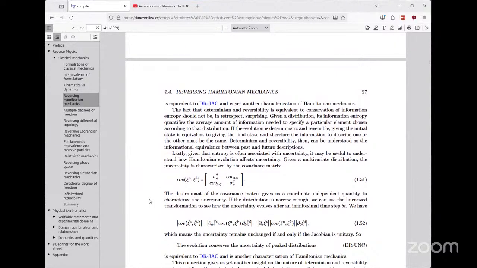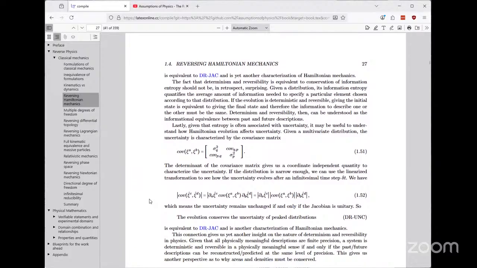The fact that determinism and reversibility is equivalent to conservation of information entropy should not be, in retrospect, surprising. Given a distribution, its information entropy quantifies the average amount of information needed to specify a particular element chosen according to that distribution. If the evolution is deterministic and reversible, giving the initial state is equivalent to giving the final state, and therefore the information to describe one or the other must be the same. Determinism and reversibility then can be understood as the informational equivalence between past and future descriptions.